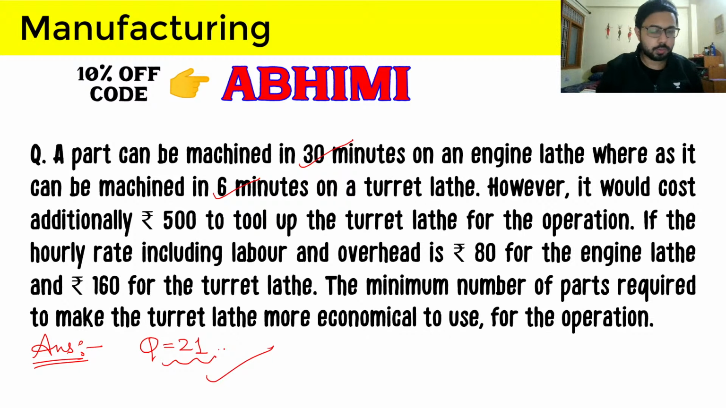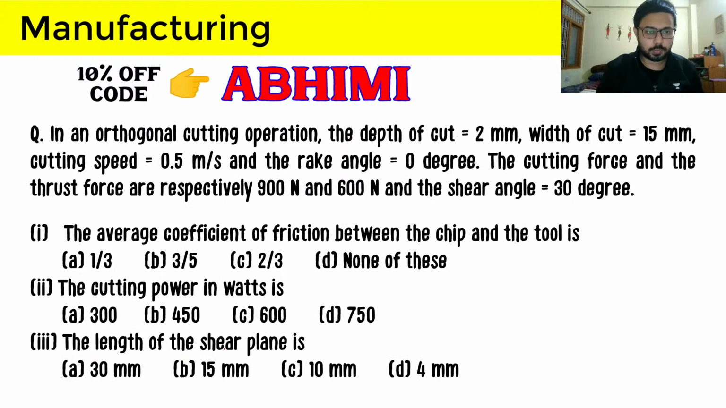Now let's do the next question. The next question is from orthogonal cutting operation, and in this question it is given that the depth of cut is 2 millimeters, width of cut is 15 millimeters, cutting speed is 0.5 meter per second, rake angle is 0 degrees, the cutting force and the thrust force respectively are 900 and 600 newtons, and the shear angle is equal to 30 degrees.